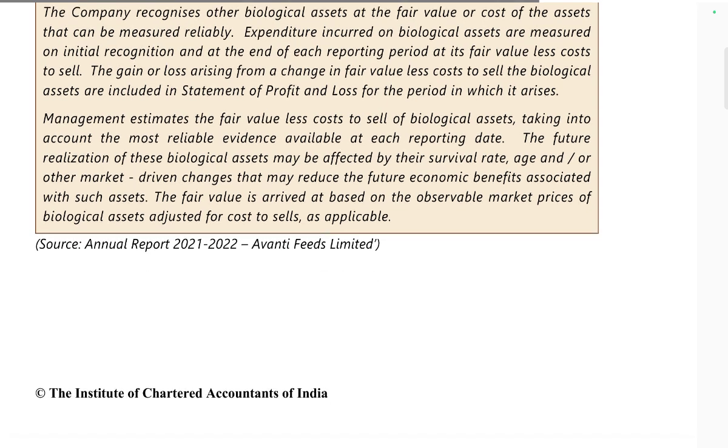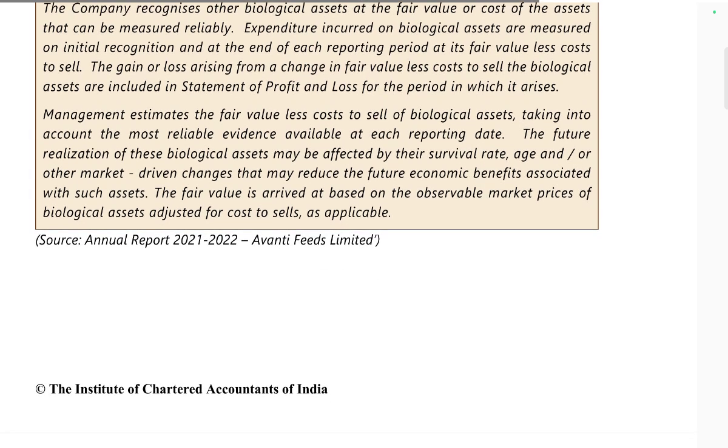Management estimates the fair value of the biological asset taking into account the most reliable evidence available at each reporting period. The future realization of the biological asset may be affected by the survival rate, age or other marketplace events and changes that have reduced the future economic benefits associated with the asset. The fair values are arrived at on the basis of observable marketplace prices for the biological asset, adjusted for cost of sale where applicable.